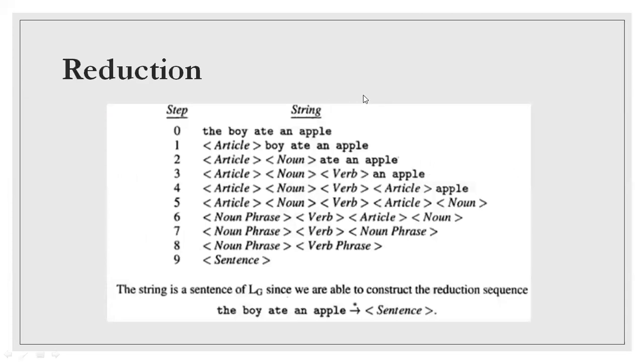Next is reduction. Now from the sentence the boy ate an apple, can we reach the starting symbol of a grammar? That is nothing but sentence. If we are able to reach the starting symbol of the grammar, then we say we have successfully reduced the sentence to the starting symbol of the grammar. Now let us see how it is done. Now we have the sentence the boy ate an apple. Now reduce one by one.